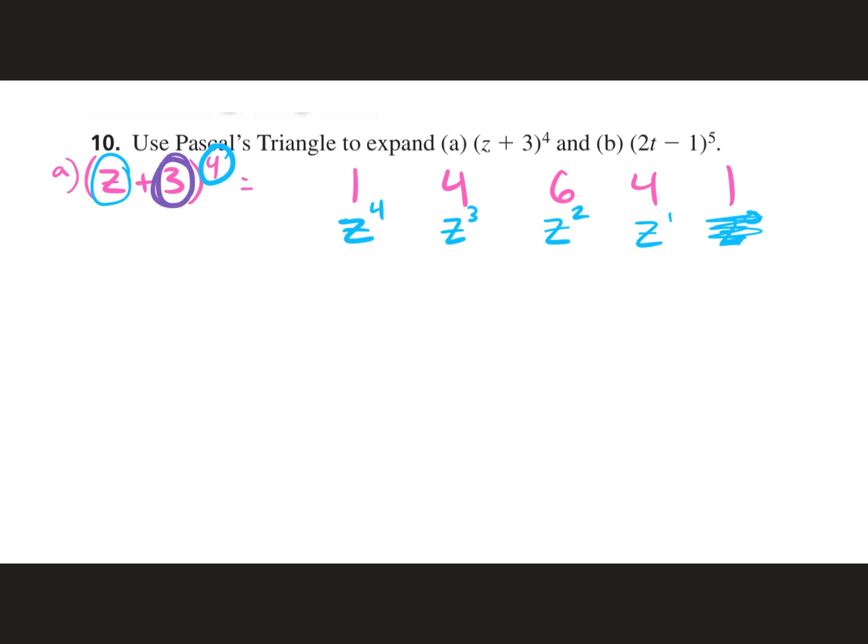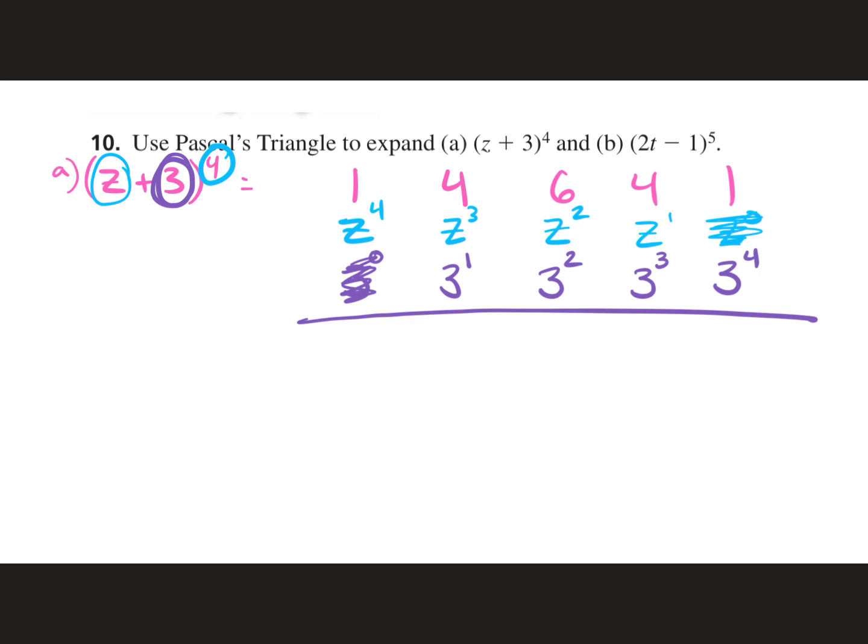Next, we're going to have 3. So 3, what's the exponent on 3 going to be? 3 to the power of 0. The second one goes backwards. So 3 to the power of 0 is 1, so that one goes away. Then we have 3 to the power of 1, 3 to the 2nd power, 3 to the 3rd power, and 3 to the 4th power.